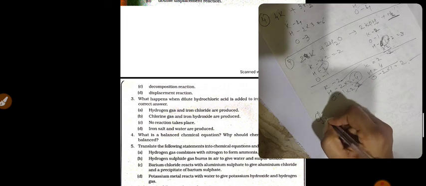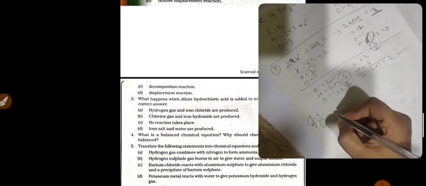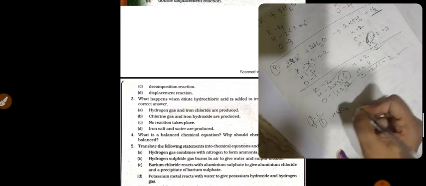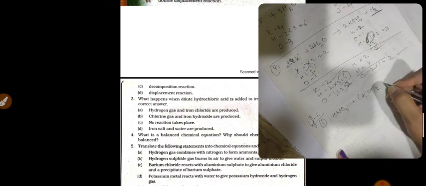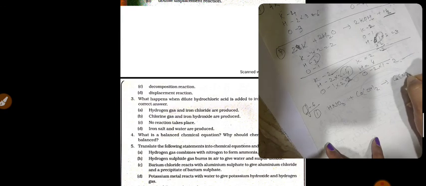Now question number 6. In that first one, balance the following chemical equation. HNO3 plus Ca(OH)2 gives Ca(NO3)2 plus H2O.